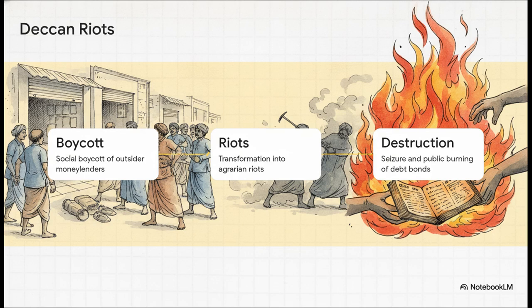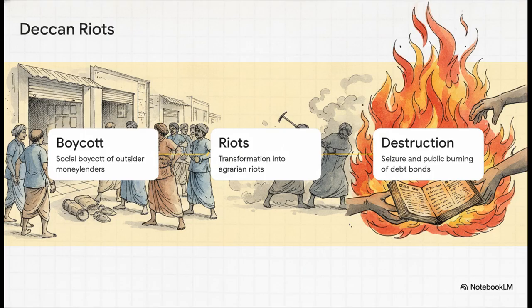And this brilliantly illustrates the kind of escalation we see in the Deccan Riots a few years later. Over in Western India, the ryots, or peasants, were just suffocating under heavy taxation and trapped by outsider moneylenders. Notice how incredibly organized their pushback was here.